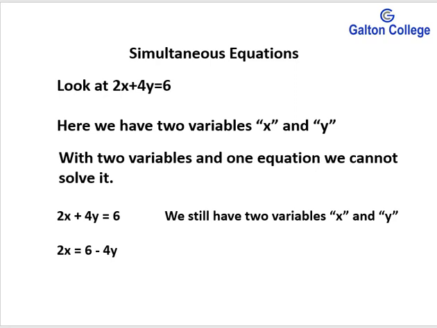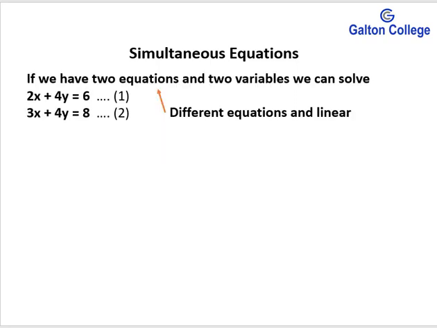So here, if we were trying to solve that, like I said, we'd have 2x equals 6 minus 4y. Take the 4y from here and take it off over here. So you've got that, and that means x is equal to 3 minus 2y. But that's not a solution. That's just another equation. So if we have two equations and two variables, we can solve it.